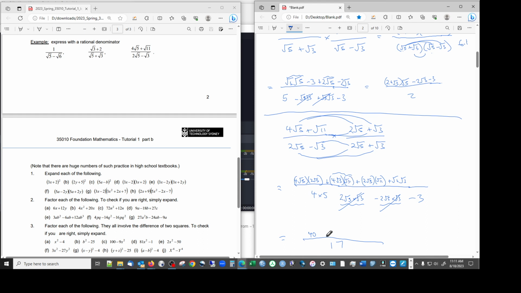4 root 5 root 3. I'm going to leave that for the moment because that'll be 4 root 15, so I'm going to do it that way. 3 5s are 15. For this one it'll be 2 root 55, and this one here will be 2 root, what's that one? 4 root 5 times root 3. Root 11 times root 3. So it'll be root 33. Yeah, they're all positives.